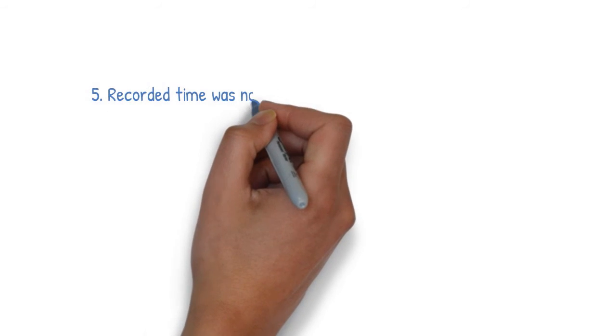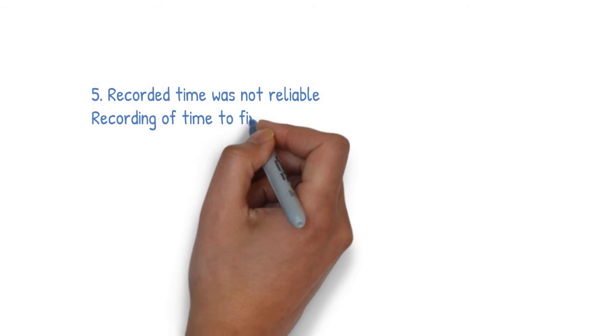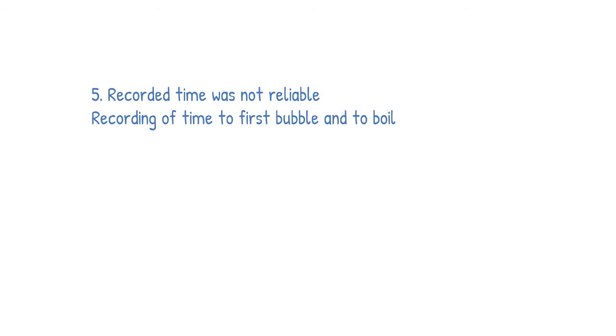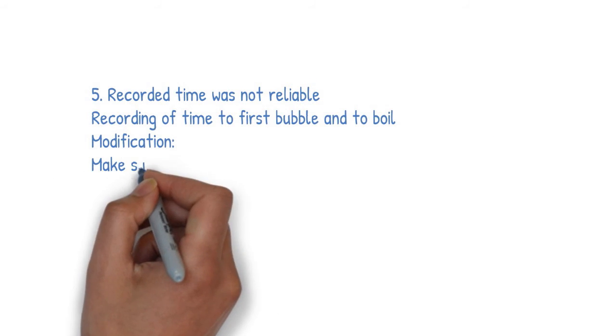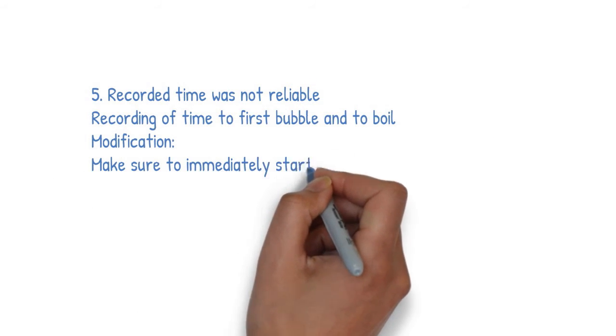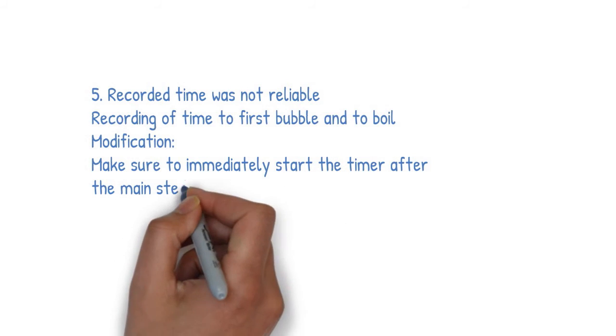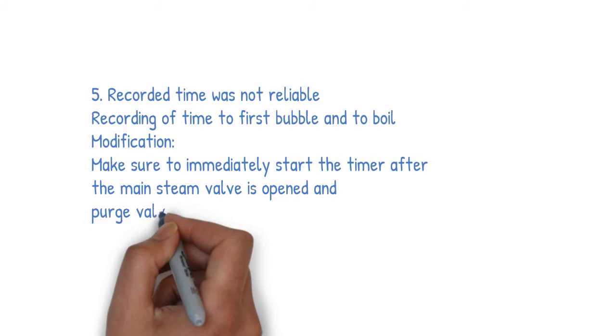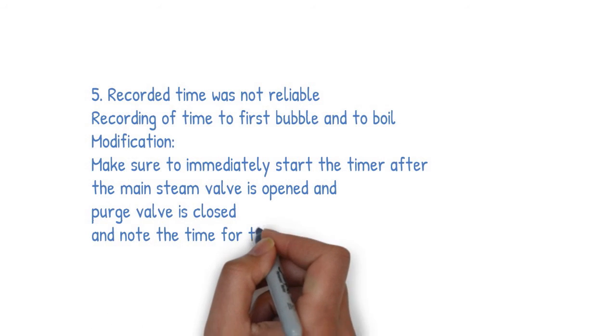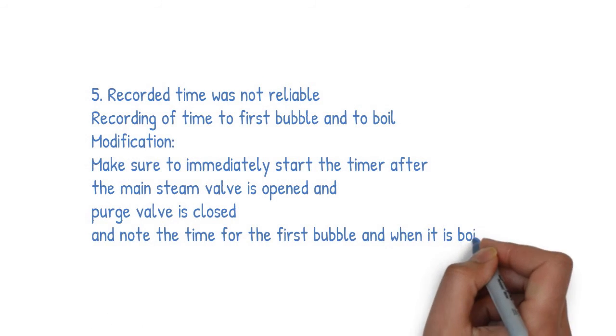Last but not least, the recorded time was not reliable because it doesn't show a good curve. To improve this, make sure to immediately start the timer after the mainstream valve is open and the push valve is closed, and note the time for the first bubble formation and when it starts to boil.